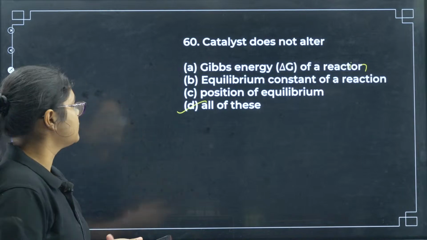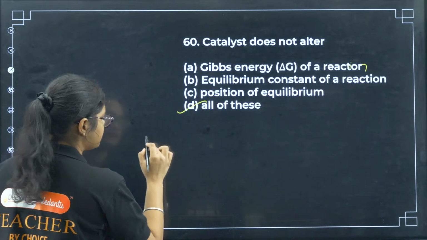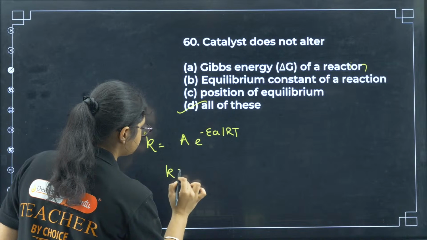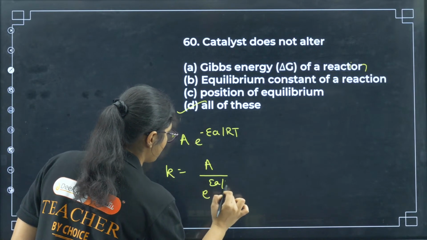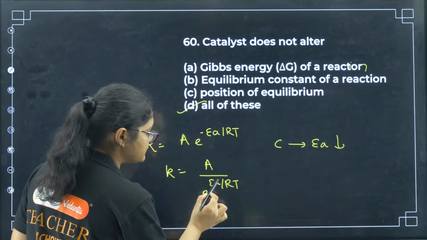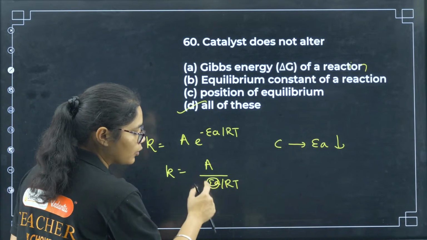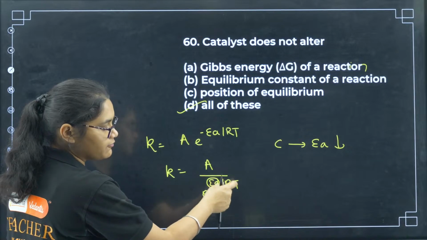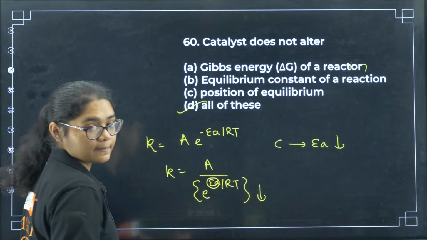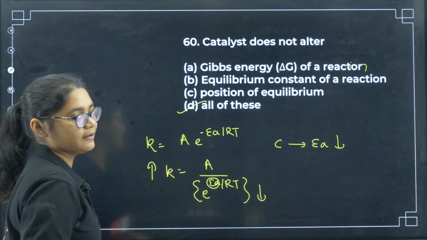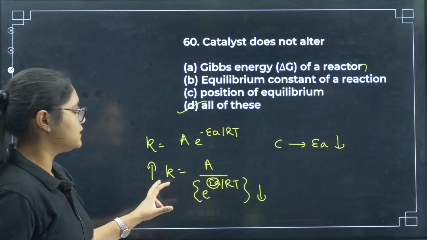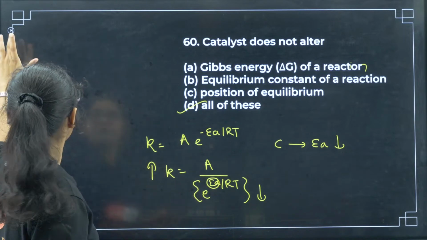Now I just want to tell you, in the previous question, we have this equation, K equal to A into e to the power of minus EA by RT. I can write it as K is equal to A by e to the power of EA by RT. Now see, when I use a catalyst, the activation energy decreases. That means this term will decrease, so this whole fraction decreases, and e to the power of this fraction will also decrease. If this whole term decreases, then automatically K will increase. That is why we say that when a catalyst is used, activation energy is decreased, as a result of which the rate constant increases.